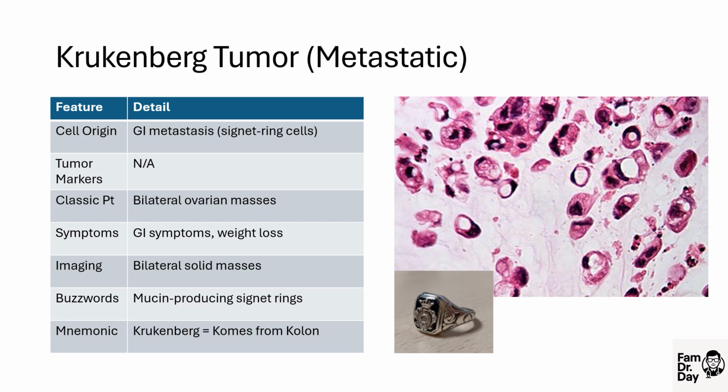Imaging confirms the bilateral solid masses, and the buzzword to know is mucin-producing signet ring cells on histology, as shown in the right. You'll see an example of a signet ring in the middle, and an easy way to remember this is Krukenberg comes from the colon.